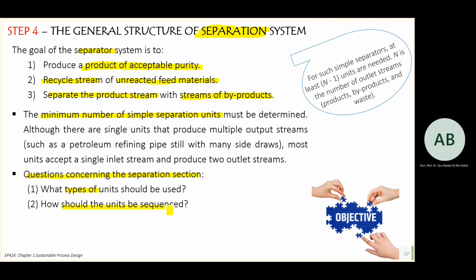And then the sequence. If you require few distillation columns, how would you sequence it? The top product, the one that should be separated later, or the bottom product that should be the feed to the second distillation column. Later we'll go through the sequencing part.